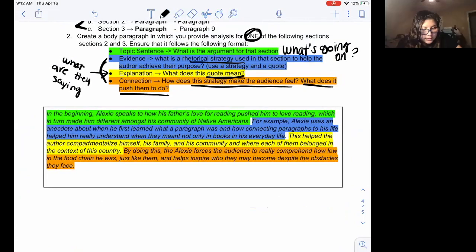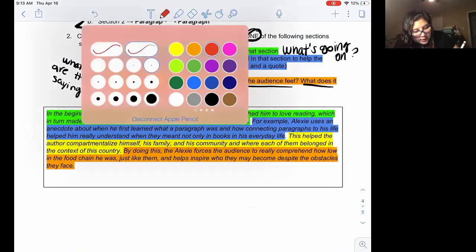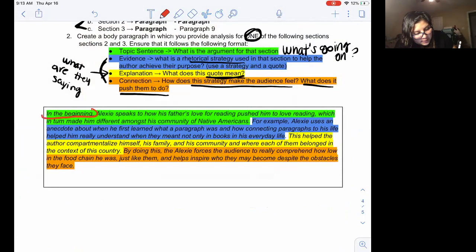But I want you to do the same thing. I want you to label it. So in the beginning, notice how I use, there's a different color, but there's a transitional phrase.